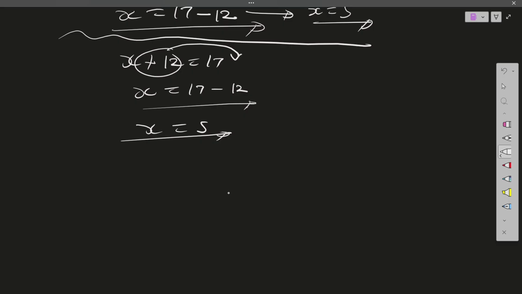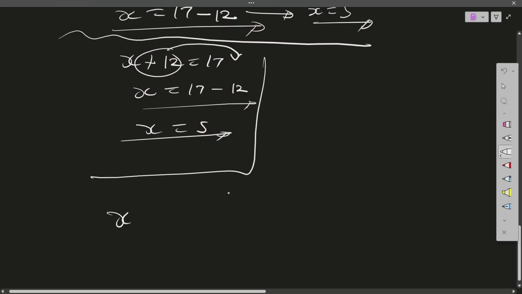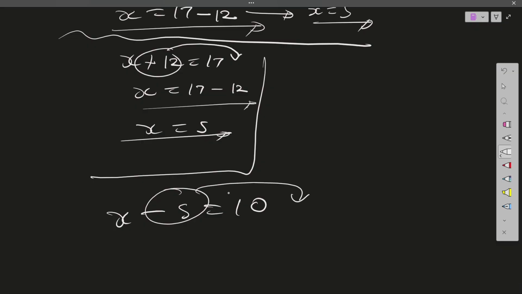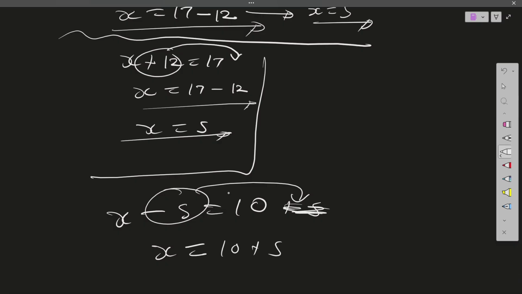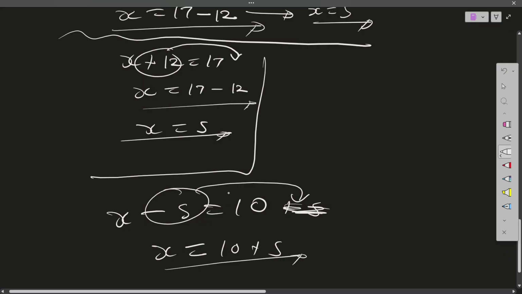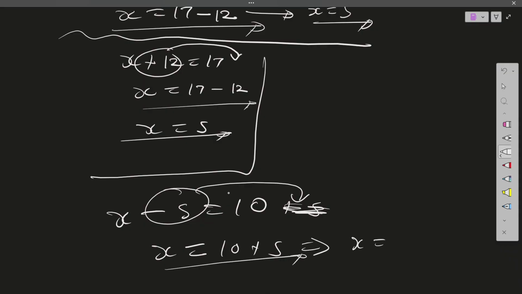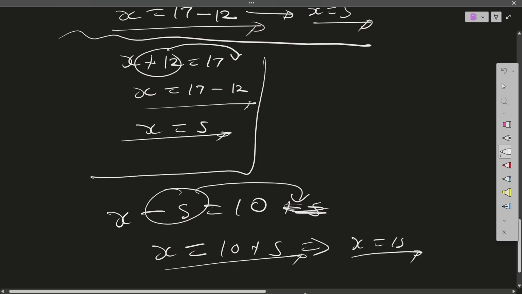So let's say for example you had x minus 5 is equal to 10. Take this negative 5, put it on the other side, and it becomes a positive 5. So x is going to be 10 plus 5. So that is the idea, okay? x is equal to 15. That is the idea.